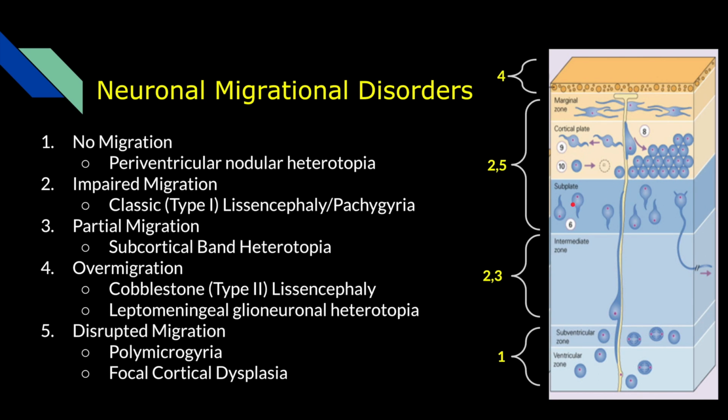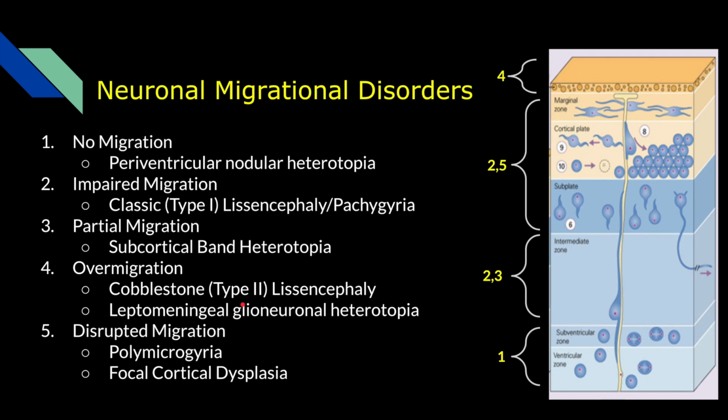So if you can have under migration, well, why can't you have over migration? And that's really what happens in cobblestone type 2 lissencephaly, as opposed to type 1 in impaired migration. These are different diseases, as we'll see. And then a kind of more subtle version of this is called leptomeningeal glioneuronal heterotopia.